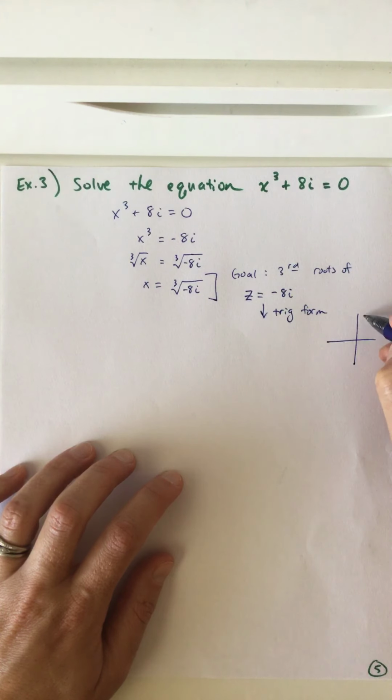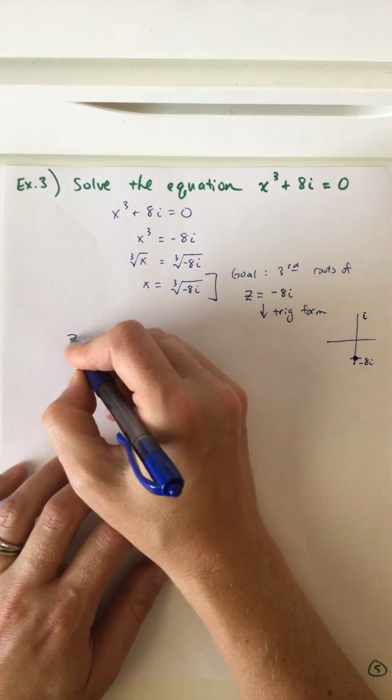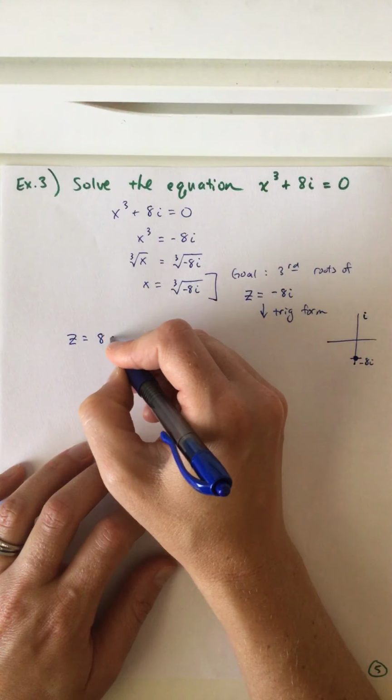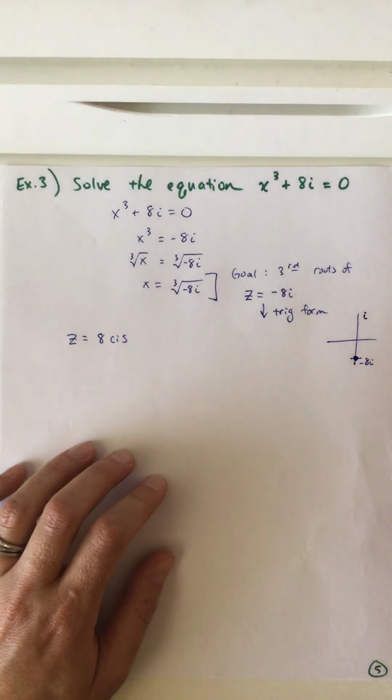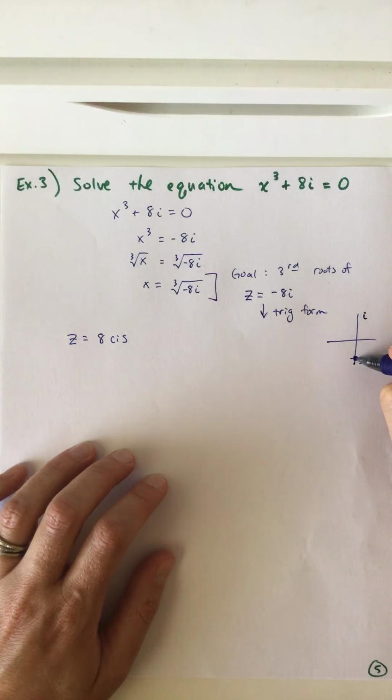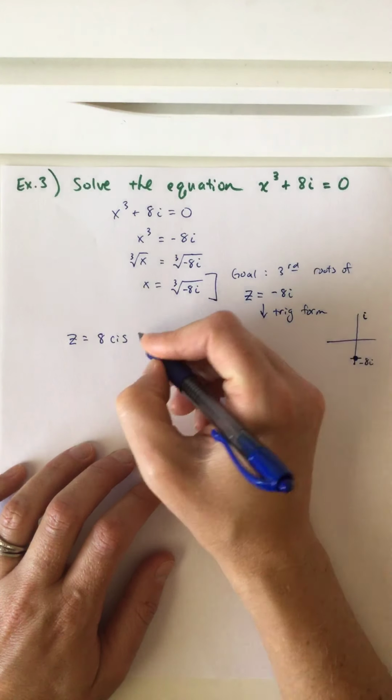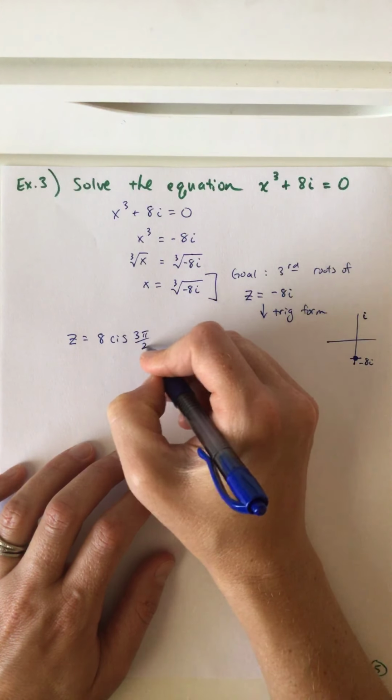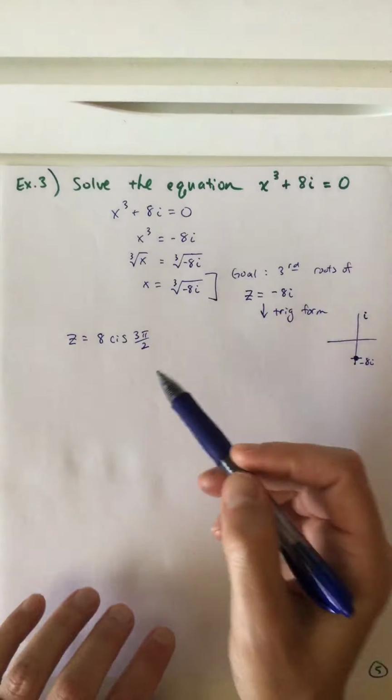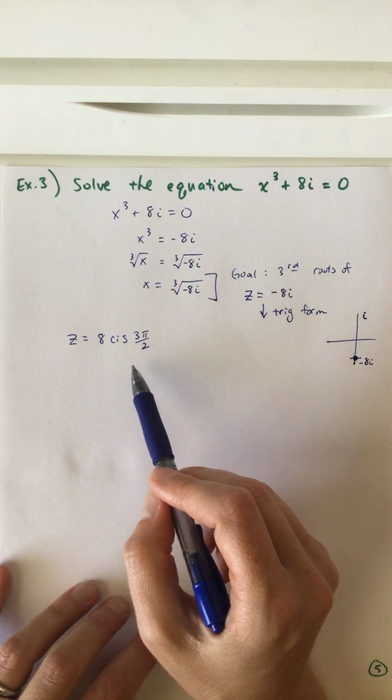Well, negative 8i, remember this is our imaginary axis, so negative 8i, I'm going to think about plotting down here. We can see that our radius is 8. Radius will always be positive. And the angle is 3 pi halves. So here's our complex number in trig form.